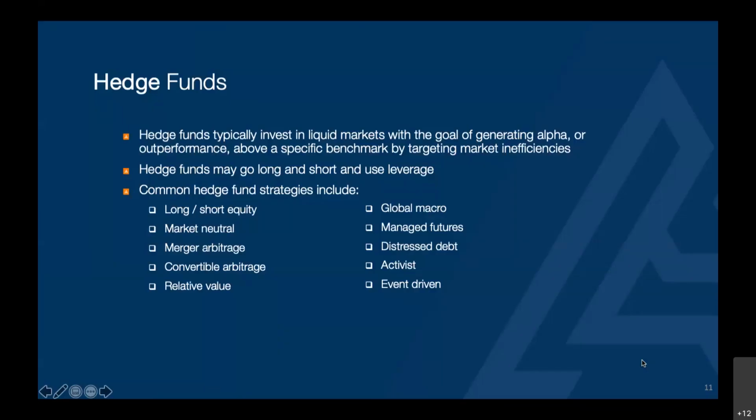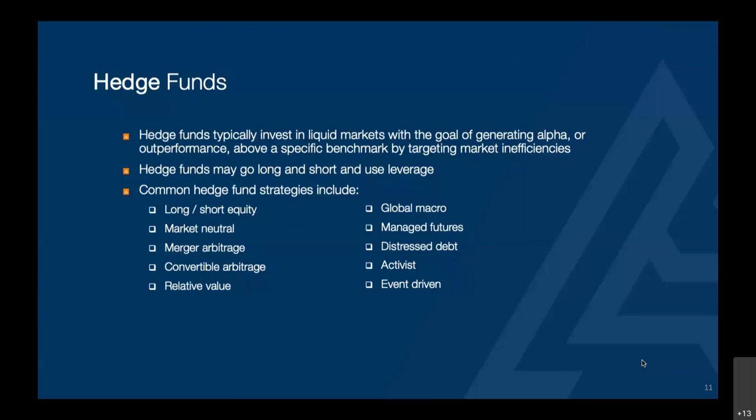Wanted to start talking a little bit about various alternative asset classes, the first being hedge funds. Now, hedge funds typically invest in liquid markets with the goal of outperforming a specific benchmark or maximizing Sharpe ratio. And by Sharpe ratio, I mean return per unit of risk. So it's not necessarily to do better than the S&P 500. Say a hedge fund could have a mandate to produce 8% annualized return with 6% annualized volatility with low correlation. That's just one example of what a hedge fund is looking to accomplish.